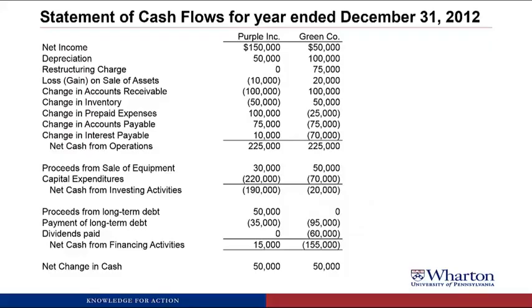Now that we've put them together, let's take a look at these two cash flow statements in detail to see what we can learn by analyzing them. First, for Purple, we see a nice big cash from operations of $220,000, most of which they're reinvesting in long-term assets. We see they have capital expenditures of $220,000.